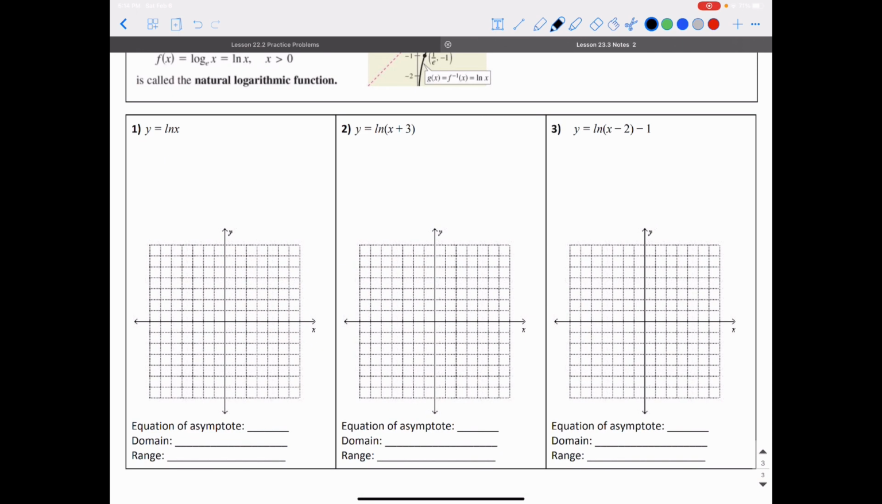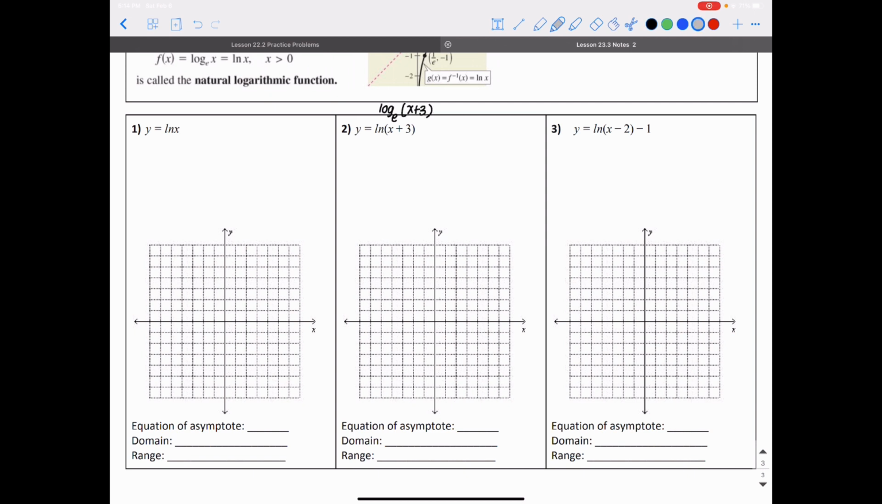When I'm graphing equations that have ln in them, I am doing the same thing as with logs to other bases. I just need to keep in mind that when I see ln, that means that I have log base e. So for the second example, instead of ln of x plus 3, it would be log base e of x plus 3.